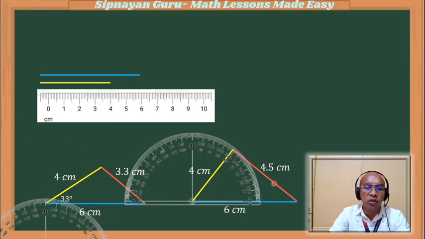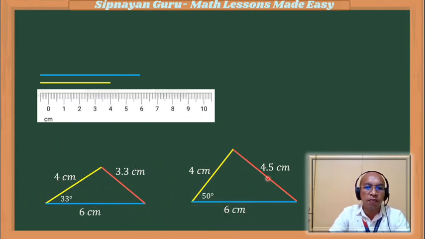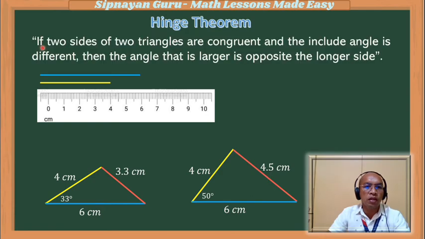This illustration represents the Hinge Theorem. The Hinge Theorem states: if two sides of a triangle are congruent to two sides of another triangle and the included angle is different, then the larger included angle is opposite the longer side. Basically, the larger angle is 50 compared to 33, so the side opposite the 50 degree angle is definitely the longer side.